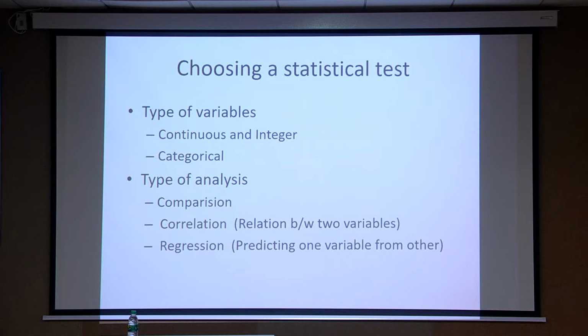Second is the type of analysis: whether you are comparing two groups, like lignocaine versus bupivacaine or dexmedetomidine versus clonidine, that is comparing one group with another group. Then there is correlation, between two variables. For example, I am checking body weight and blood pressure in the same individual and finding out the relationship between them. So finding out the relationship between two variables. And regression. Regression means predicting one variable from the other. For example, predicting gestational age by using placental thickness.